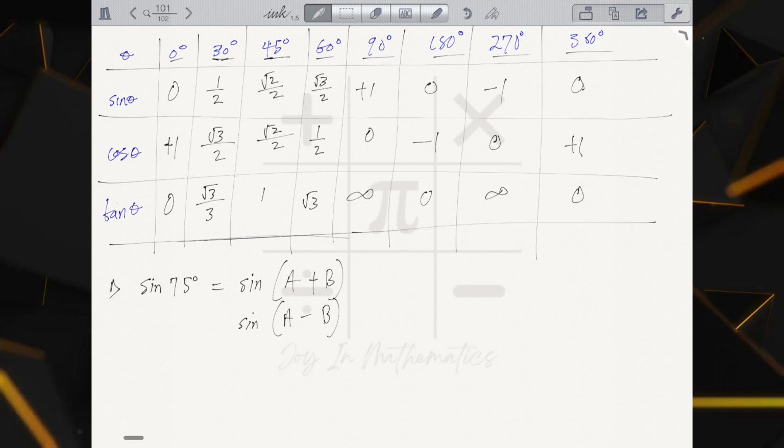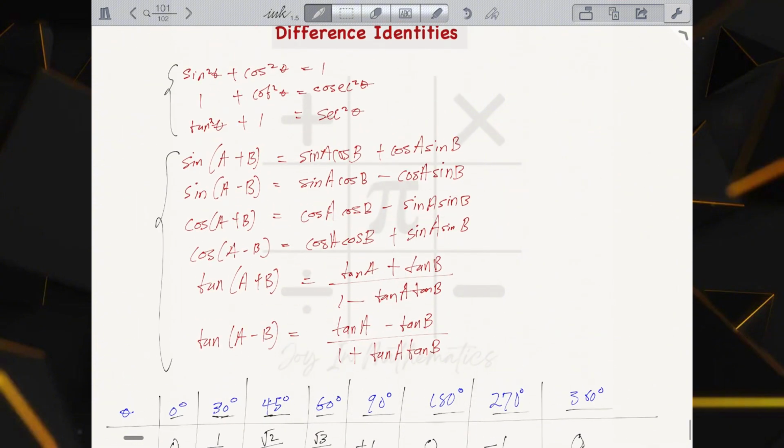So we are saying that A is equal to 30 degrees and B is equal to 45 degrees, and if we interchange them, we will arrive at the same answer. So sine 75 degrees is equal to sine of 30 degrees plus 45 degrees. To simplify this, we have to recall the formula for sine of A plus B, which is sine A cos B plus cos A sine B.